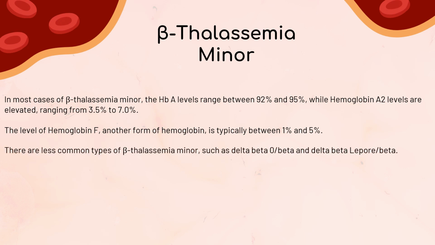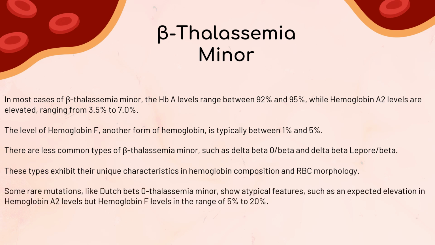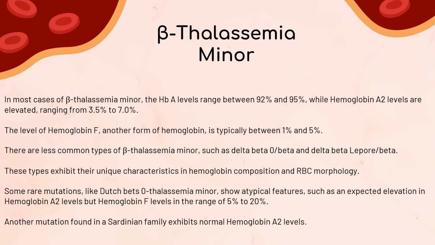There are less common types of beta-thalassemia minor, such as delta-beta 0/beta and delta-beta Lepore/beta. These types exhibit their unique characteristics in hemoglobin composition and RBC morphology. Some rare mutations, like Dutch beta-0 thalassemia minor, show atypical features, such as an expected elevation in hemoglobin A2 levels but hemoglobin F levels in the range of 5% to 20%. Another mutation found in a Sardinian family exhibits normal hemoglobin A2 levels.